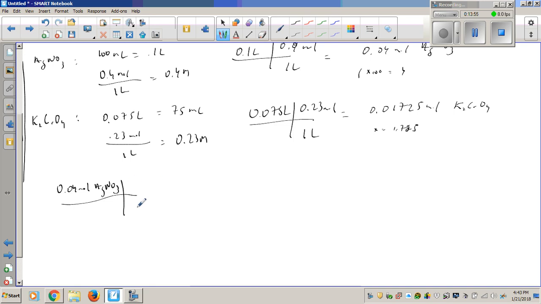And we know that 2 moles of silver nitrate is equal to 1 mole of silver chromate. And if you want to go ahead and find the mass, 1 mole of silver chromate is equal to 331.74 grams.